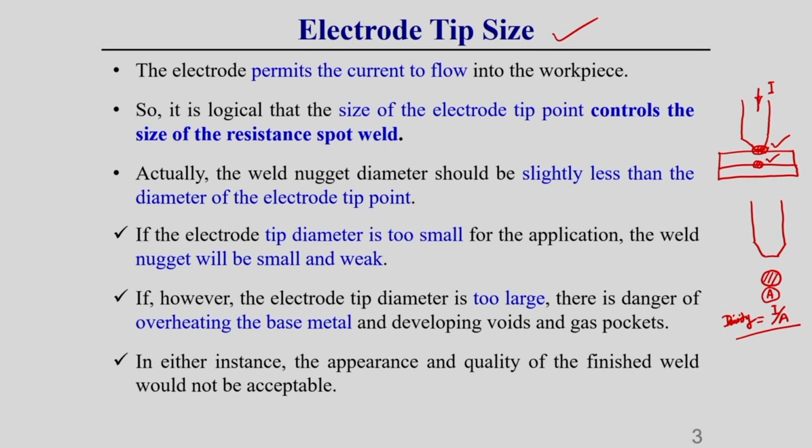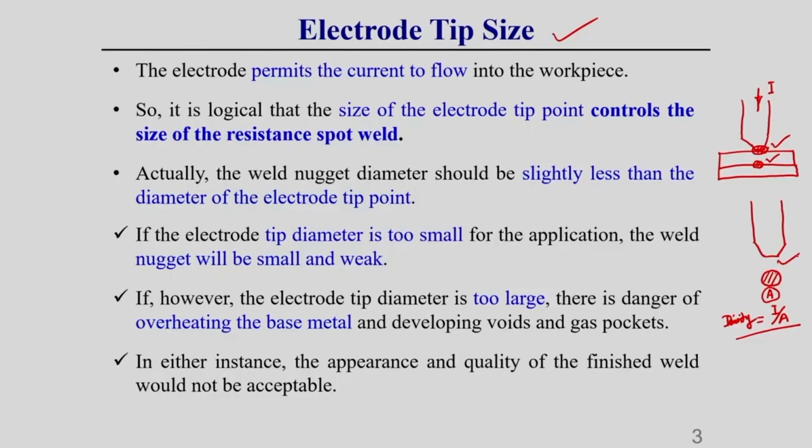You should keep it in mind that generally the size of the nugget, or the size of the spot, is a little bit smaller than the electrode tip cross sectional area. So, if the electrode tip diameter is too small for the application, then the weld nugget size will also be small, and the weld joint quality will be weak, correct.